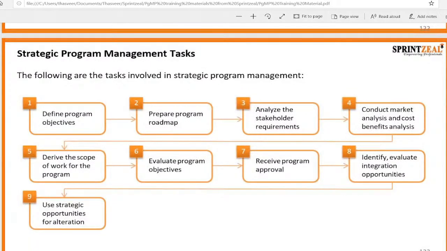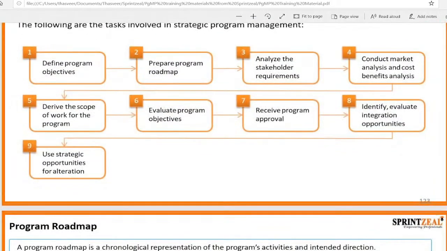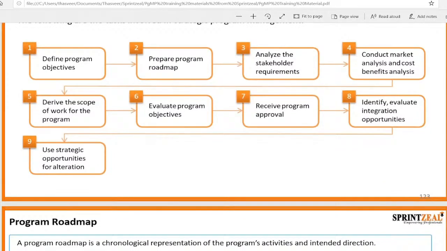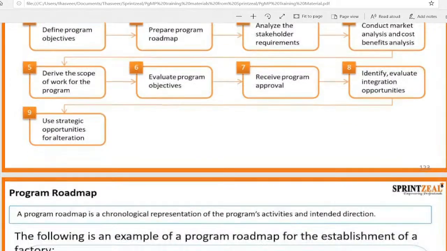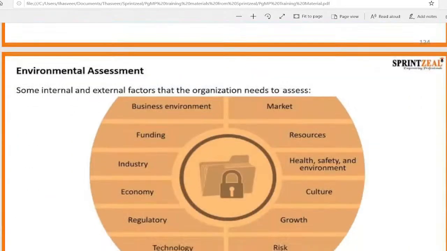Strategic program management. The following are the tasks involved in strategic program management. This is again taken from the examination content outline. You first define the objectives, then based on that the program roadmap, analyze stakeholder requirements, conduct market analysis, derive the scope, evaluate the program, receive program approval, evaluate integration opportunities, and use strategic opportunities for alteration. This is coming from the examination content outline, which we already discussed. So you can just visualize the flow, how it is coming.